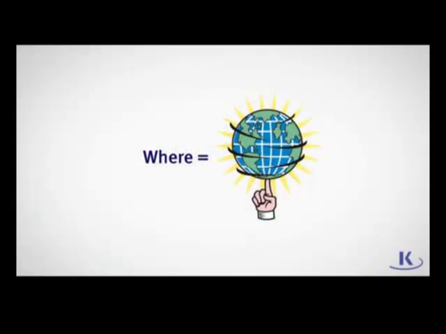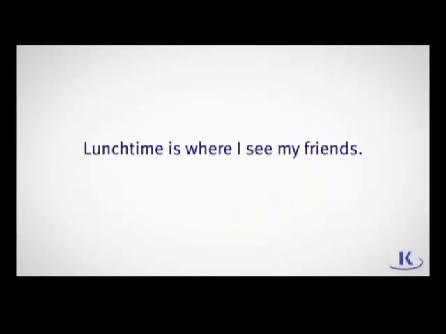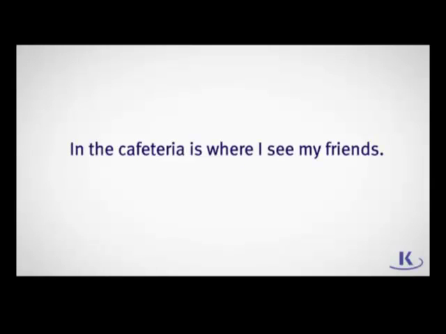Now, let's take a look at how to properly use where. You should use where to refer to a location or a direction. Consider this example. Lunchtime is where I see my friends. Is this correct? Is lunchtime a location? No. So this sentence is incorrect, but can be fixed by adding a location, like this. In the cafeteria is where I see my friends. Now that you've learned the most tested diction rules, let's do some guided practice.